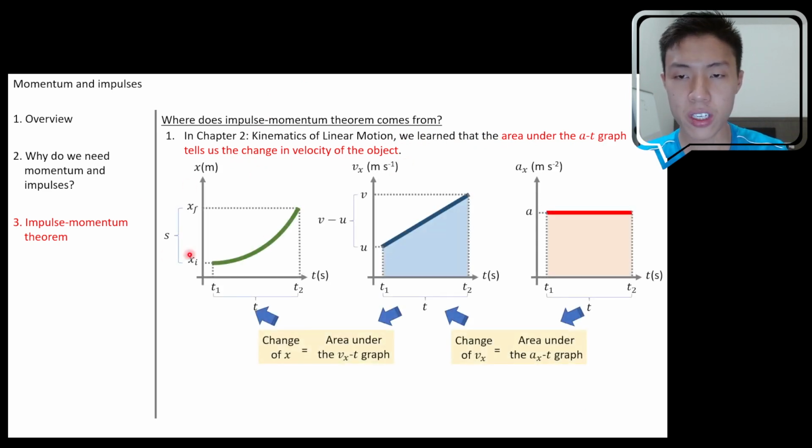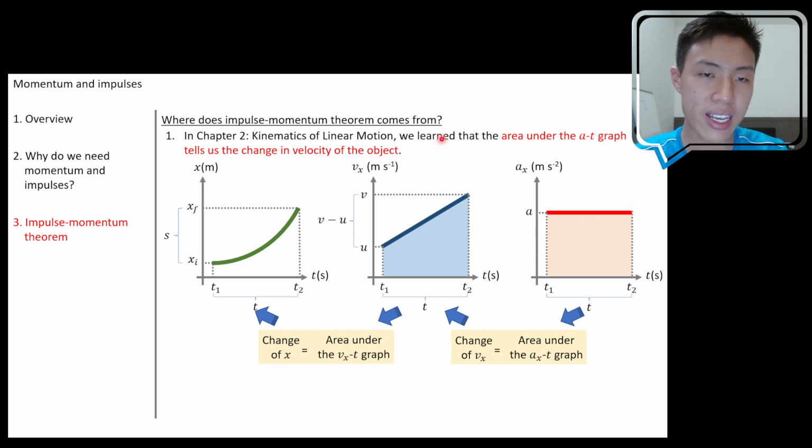This is a position-time graph, and if we determine the gradient of the position-time graph, the gradient will be equivalent to the value of velocity that we see over here. The gradient is increasing with time, that's why our value for velocity is increasing with time. The gradient of the velocity graph represents acceleration. Since it's a constant positive gradient, acceleration is constant and positive. So that's what we have learned in chapter 2.